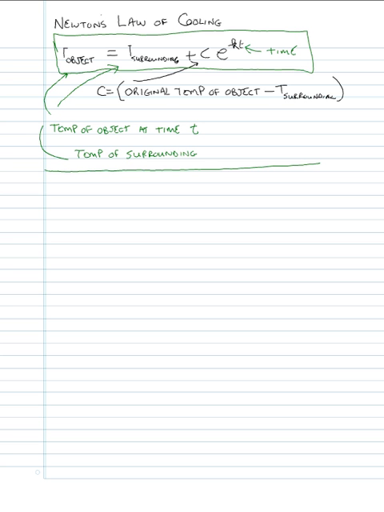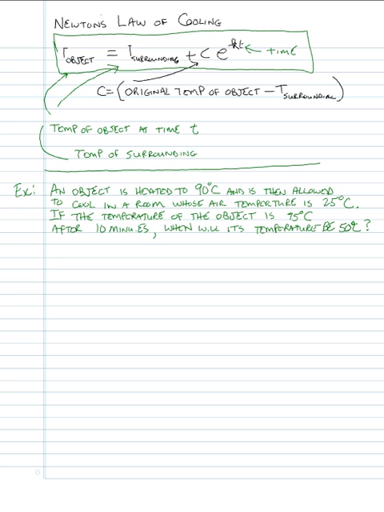So let me write the problem down. Okay, here we have an object that's heated to 90 degrees Celsius, and then after it's heated, it's allowed to cool in a room whose air temperature is 25 degrees Celsius. If the temperature of the object is 75 degrees Celsius after 10 minutes, when will its temperature be 50 degrees Celsius? That's a little bit hard to read.